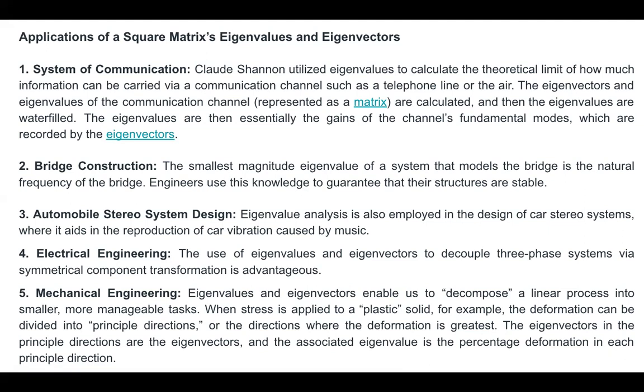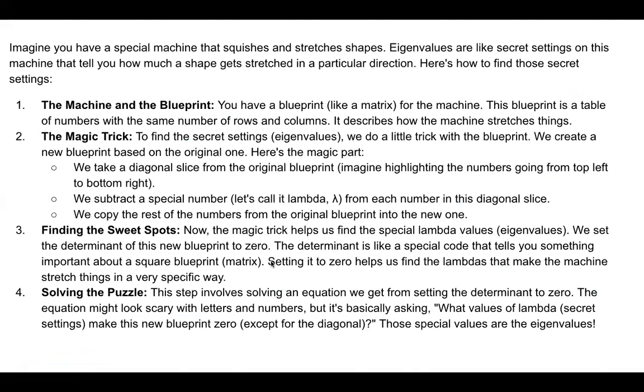So you have seen the importance of where these eigenvalues and eigenvectors are used. They are also used by oil companies in order to determine where they can drill for oil. So there are n number of applications of these. That's why they are so important. So this is the explanation in simplest terms without using any mathematical jargon.